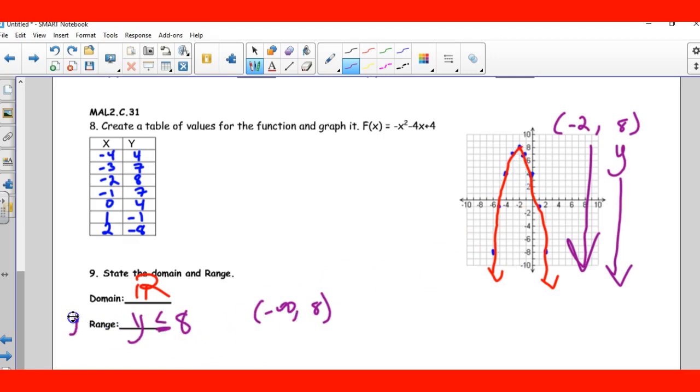Remember, range is your y value. The domain is your x values. So that isn't affected in terms of the range, but the y's get smaller from there.